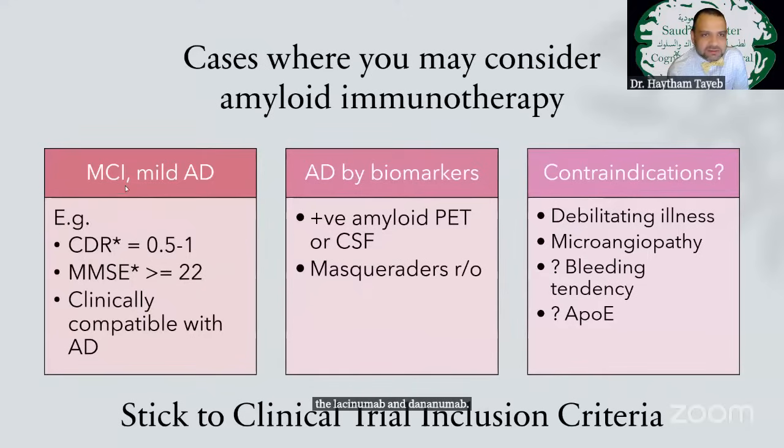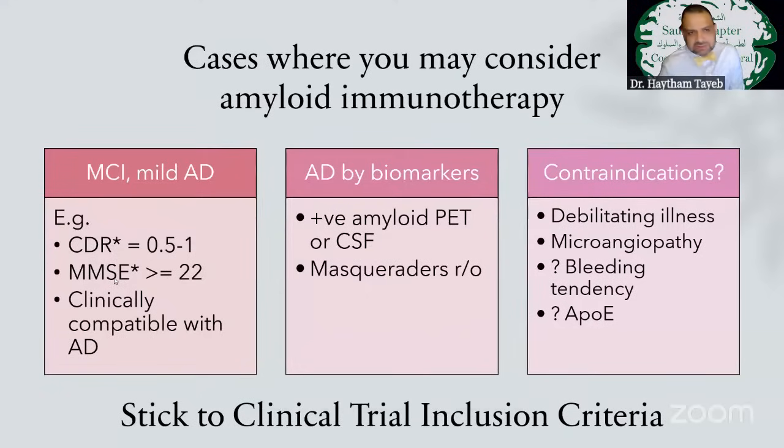These are mild AD or mild cognitive impairment patients. They are not moderate, not severe stage Alzheimer, so those would be excluded. Your clinical dementia rating stage is 1 or 0.5. We do not give to asymptomatic individuals, and we don't give to people with a clinical dementia rating of 2 or 3.